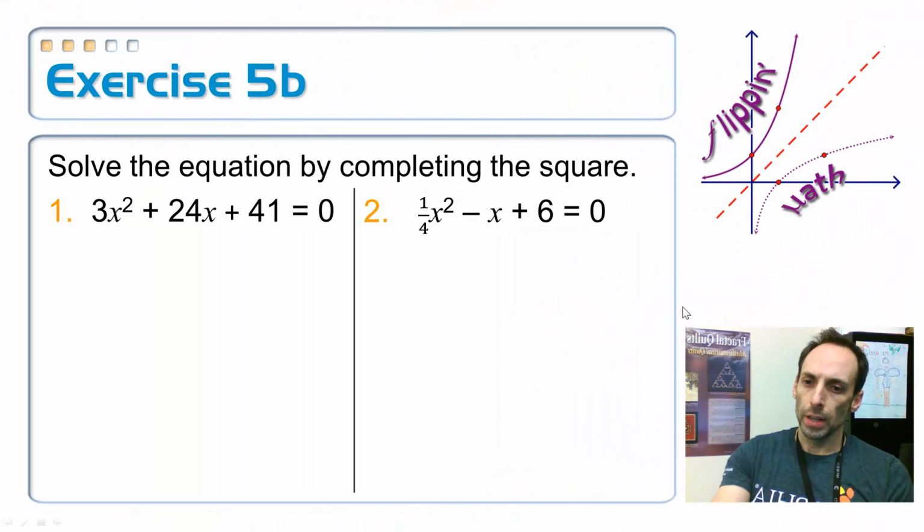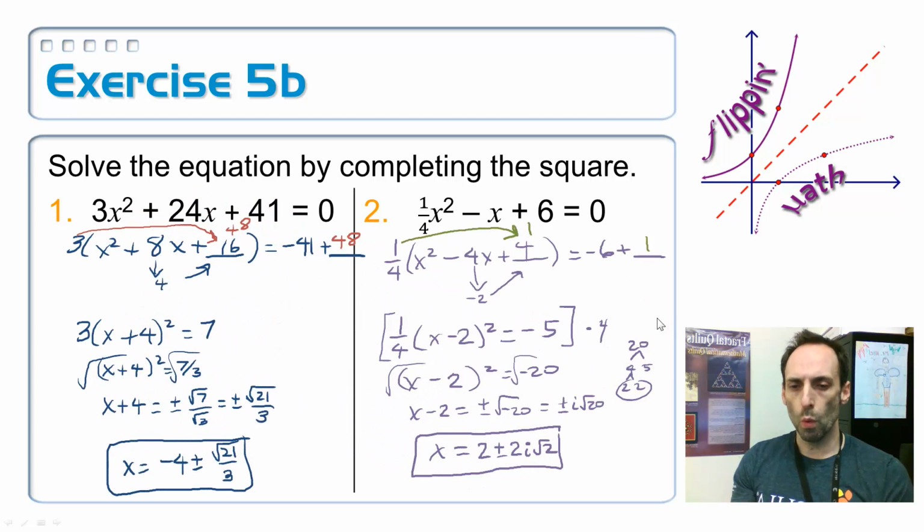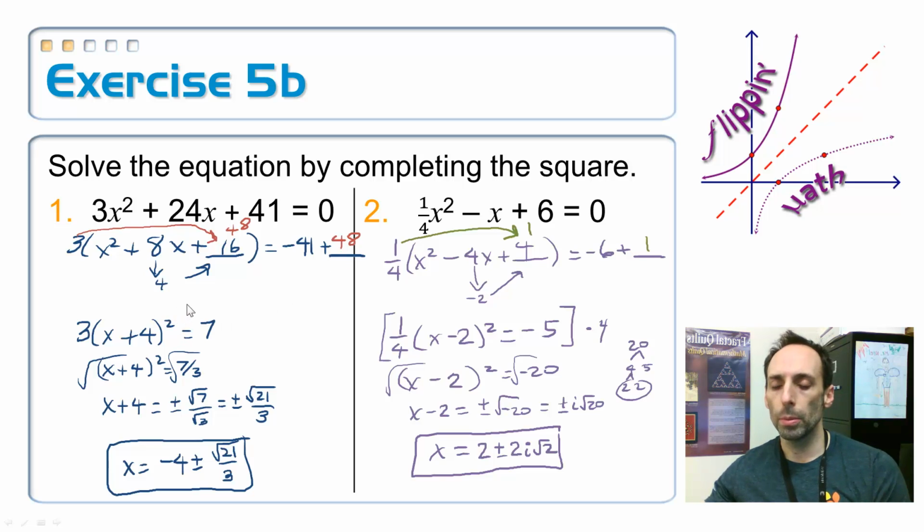All right, let's look. Voila. Okay, so on number 1, factor out the 3 after you subtract that 41 over. You're just factoring out of the first 2 terms. And leaves you with x squared plus 8x. So you complete the square on that, take half of that, 4 squared is 16. But you didn't really add 16 to that side. You added 3 times 16, which is 48. So add 48 to the other side. Go ahead and simplify, and then it becomes a problem just like the ones that we've seen before. Divide, take the square root, and then simplify.